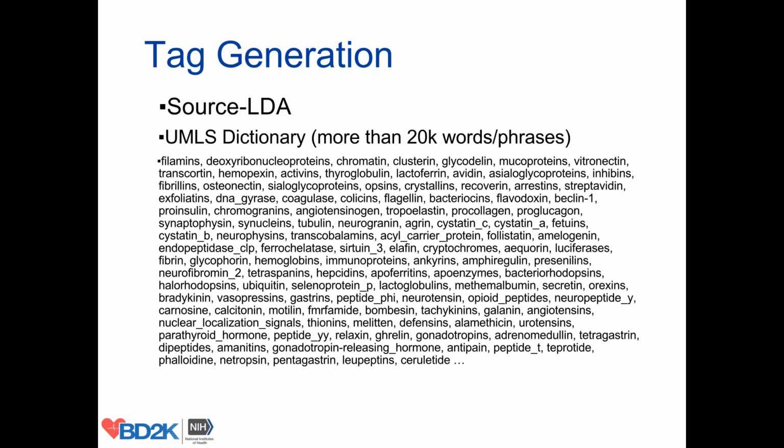So the source LDA comes on board again. As long as we have the word distribution of the whole text in the controlled vocabulary, we may leverage topic modeling to assign tags to the documents. We are experimenting on a dictionary from UMLS with more than 20,000 keywords and phrases, and validating the feasibility of this idea. Some example tags are listed here.